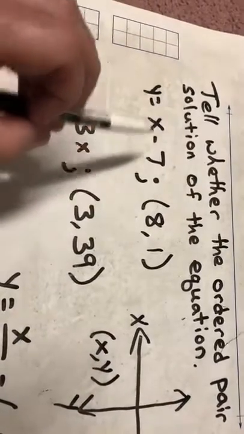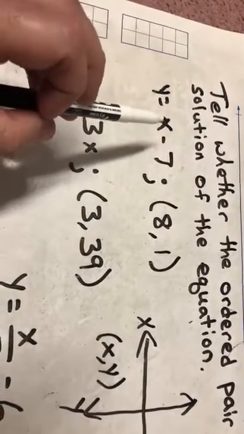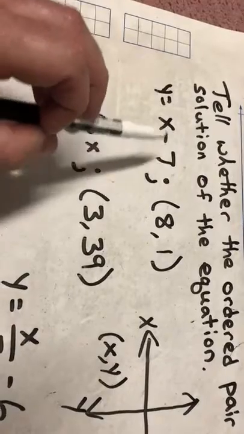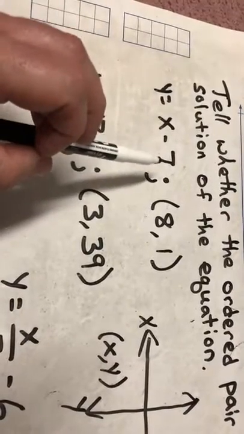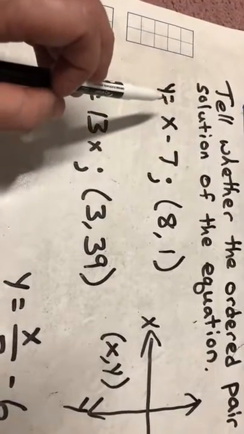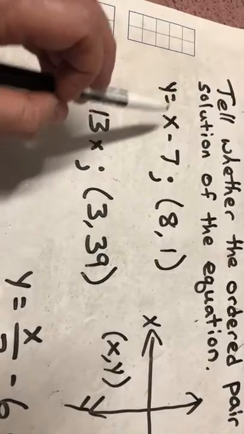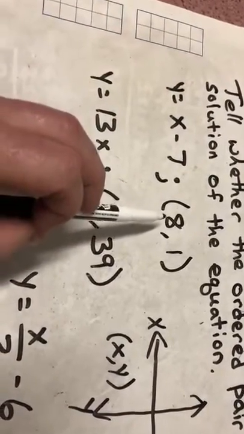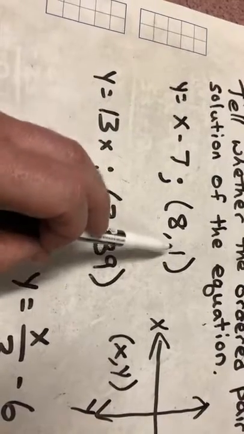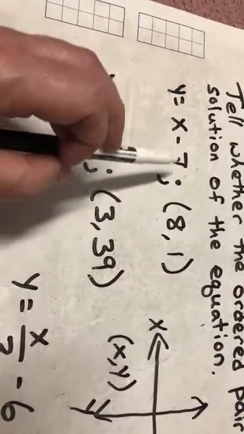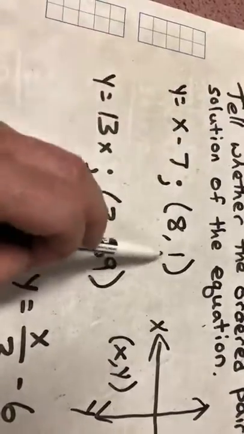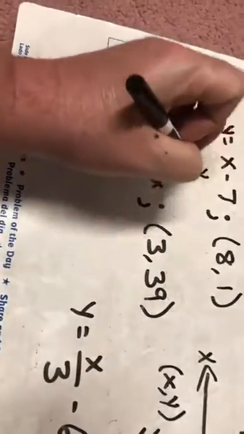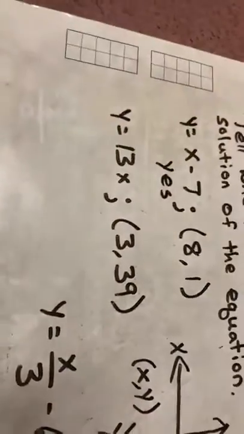So I'm plugging in 8 for x. So that's going to say, well, 8 minus 7. I know that 8 minus 7 is 1. So in this equation, if x is 8, y has to equal 1. Sure enough, it says when x is 8, y is 1. That makes sense because 8 minus 7 is 1. This one would be a yes. Let's look at the next one.